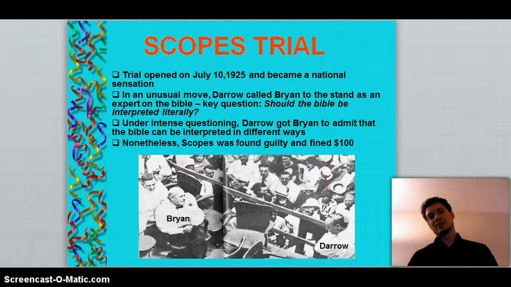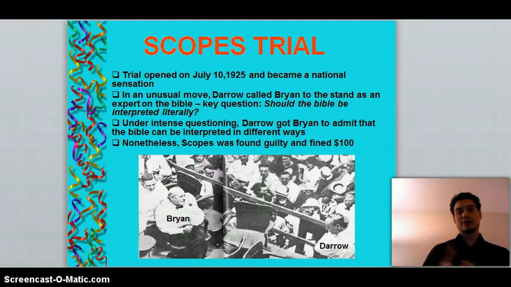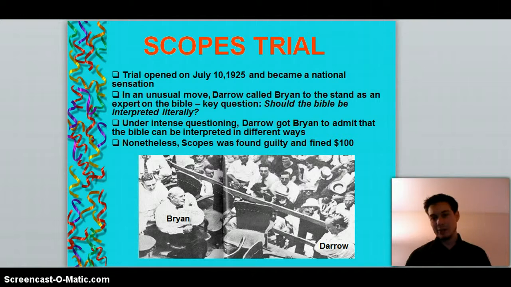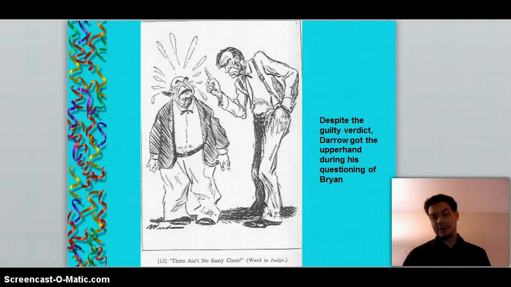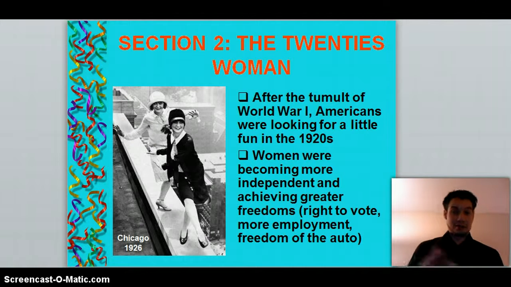But of course, the biggest thing that comes out of the Scopes trial is Darrow calls Bryan to the stand. You have the defending lawyer calling the prosecution lawyer to the stand and basically asking, should the Bible be interpreted literally? Darrow got Bryan to admit that the Bible can be interpreted in different ways. Nevertheless, Scopes was found guilty and fined $100. And many political cartoons came out making fun of the trial, and especially making fun of Bryan and how he basically gave in.